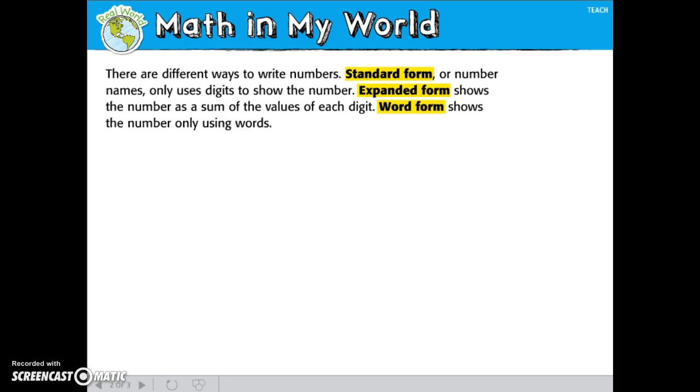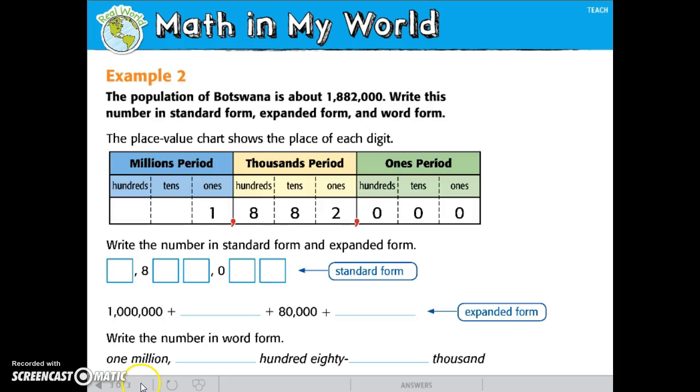There are different ways to write numbers. You can write it in standard form, which is how you would normally write out your numbers. You can write it out in expanded form. That's when it looks like an addition problem with all those zeros and it shows the worth of each number. Or you can write it out in word form, which is probably the one that takes the longest, but it's worth doing at times. All right, let's move on.